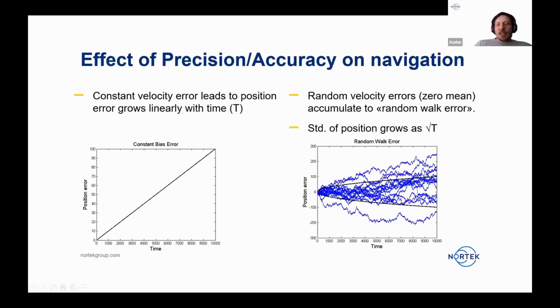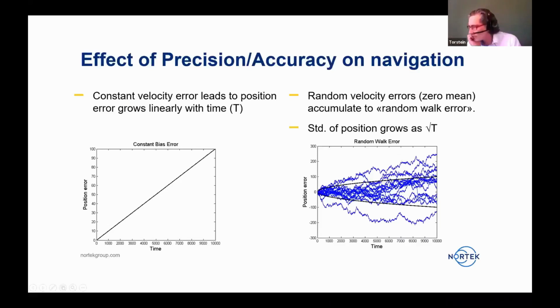So from that perspective, you can see that the constant bias, the accuracy issue here, is going to cause something that drifts linearly over time, whereas the standard deviation precision problem will cause something that increases with an error that grows with a square root of time.